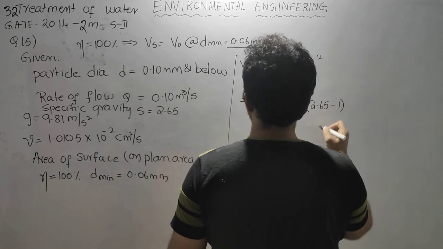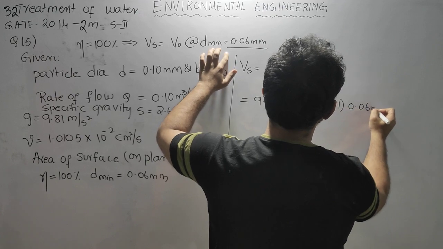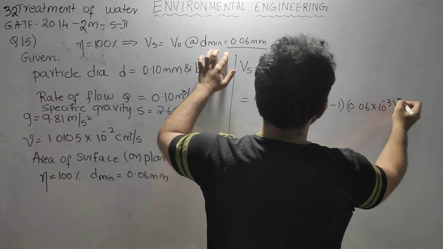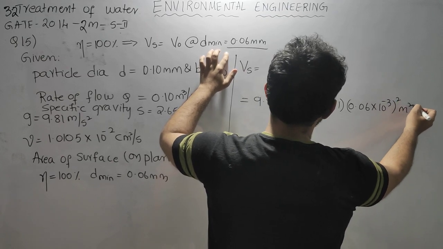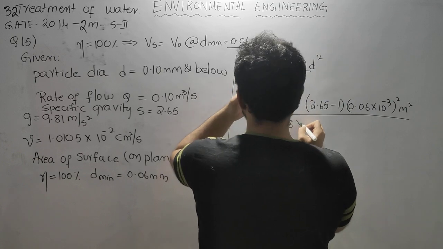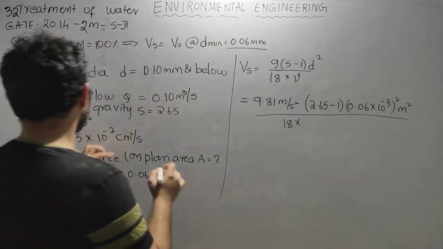2.65 minus 1 into D minimum. What is D minimum? That is 0.06 into 10 to the power of minus 3 meter, whole square. This is meter square. Okay, by what is 18? What is nu? Nu is given in centimeter square. We need to convert this into meter square.